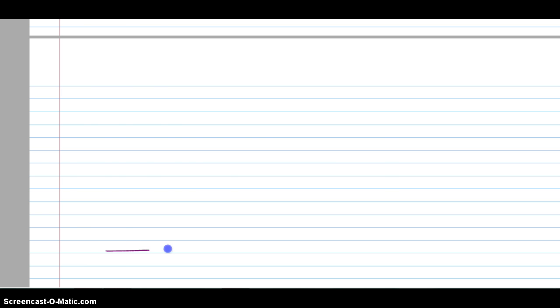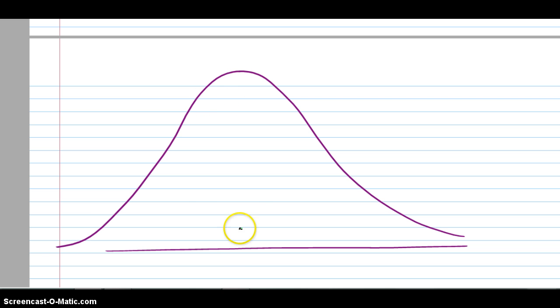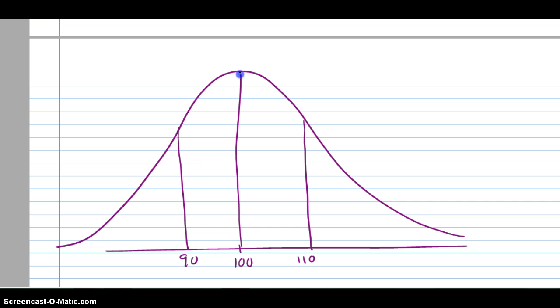If we're looking at one standard deviation away, when I go down one standard deviation, I'm at 90. Up one standard deviation, I'm at 110. If this was split in the middle like it's supposed to be, this is 68% in the middle, so that must mean 34% between 90 and 100, 34% between 100 and 110.